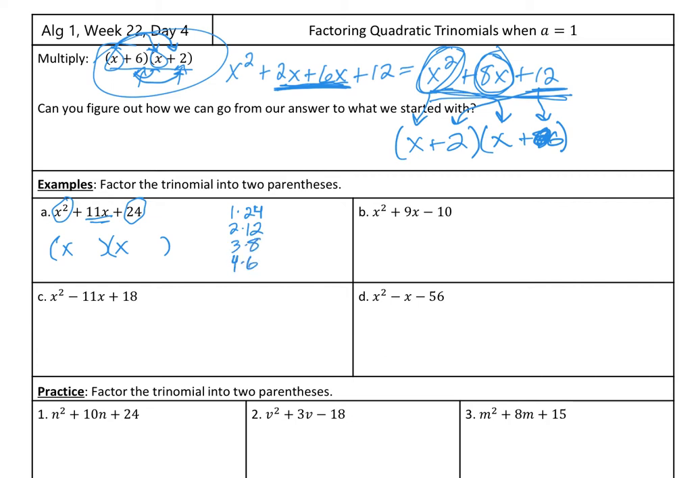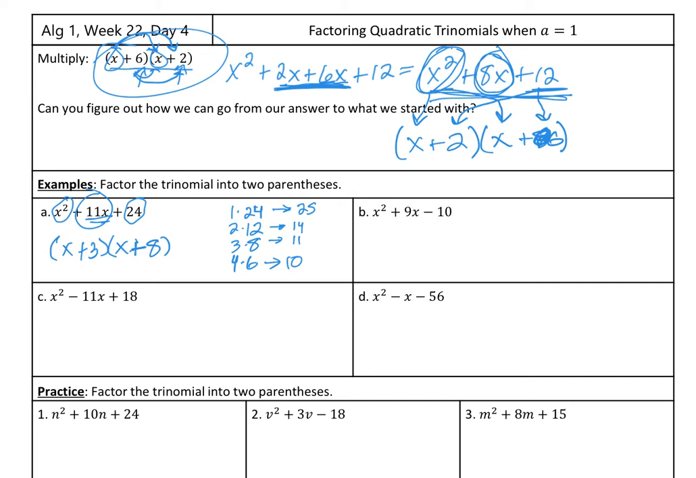Now I didn't have to write down all of them if I figured out which one was going to work ahead of time. But if I did, then now I'm looking for which of these add to get 11. This adds to get 25, this adds to get 14, this adds to get 11, this adds to get 10. So 3 and 8 is the pair I want, because 3 times 8 gives me 24, and 3 plus 8 gives me the 11.